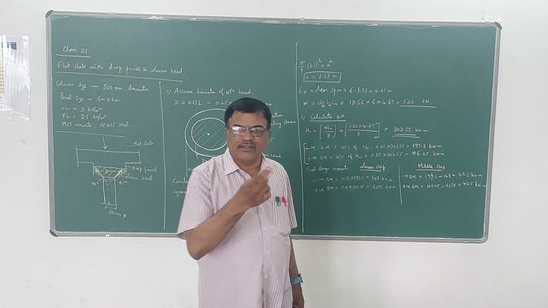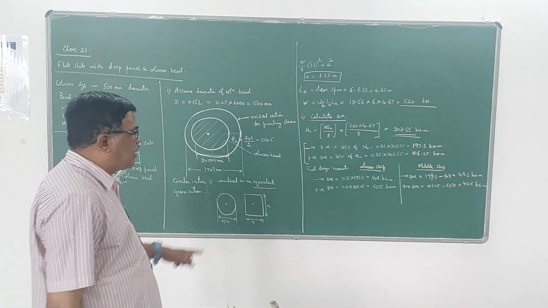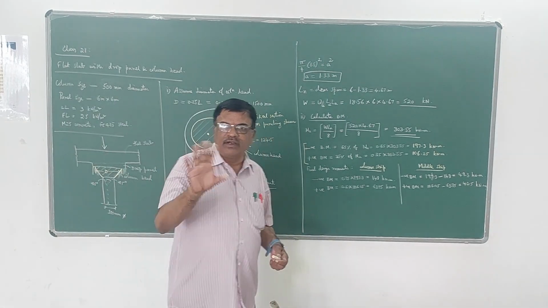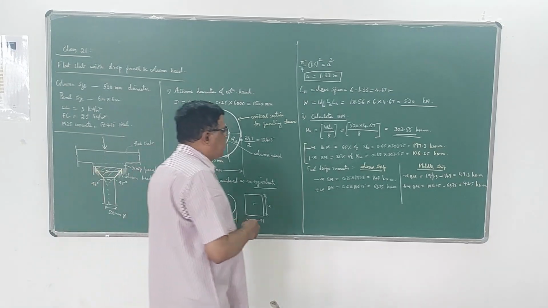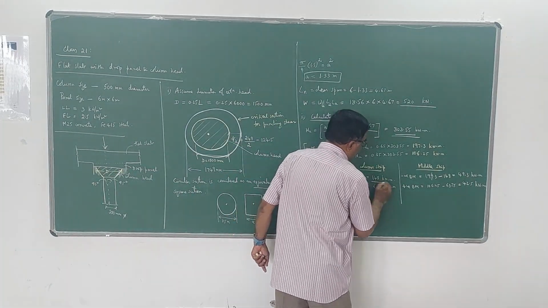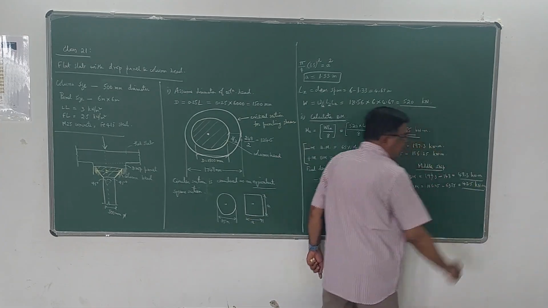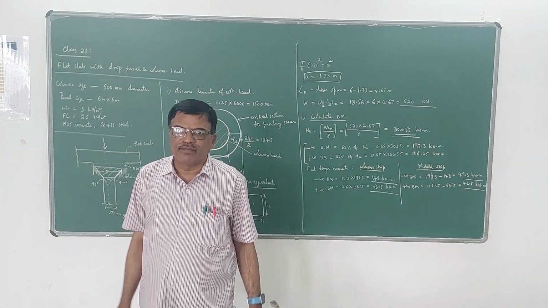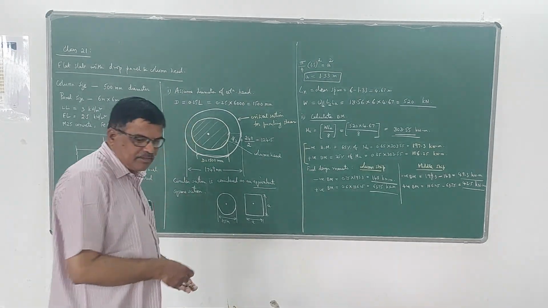Just like in the last problem, where we got four values of moments and designed four reinforcements assuming a 12 mm diameter bar, these are the values of the bending moments we have to take for the design of reinforcements. So we have to design four reinforcements here.